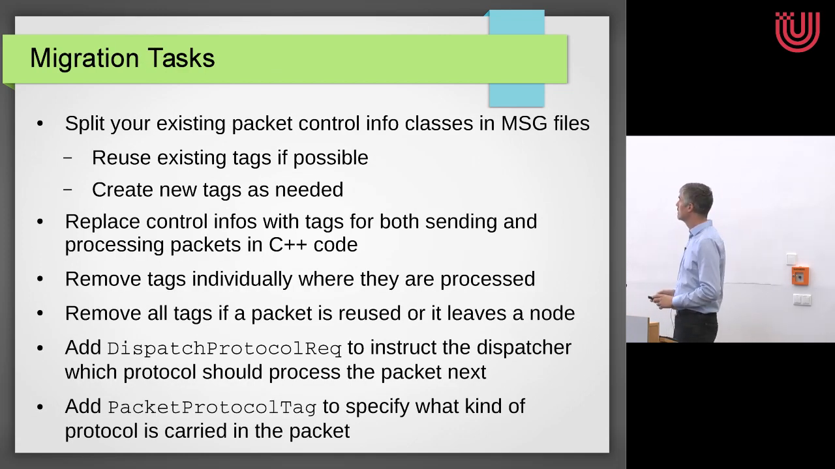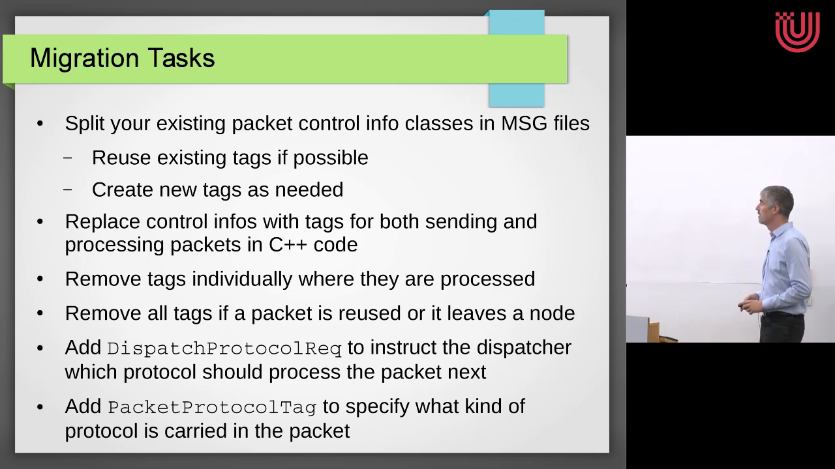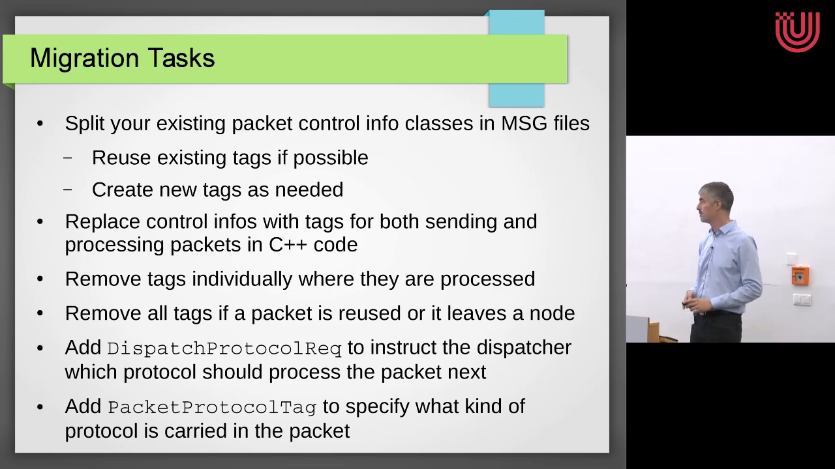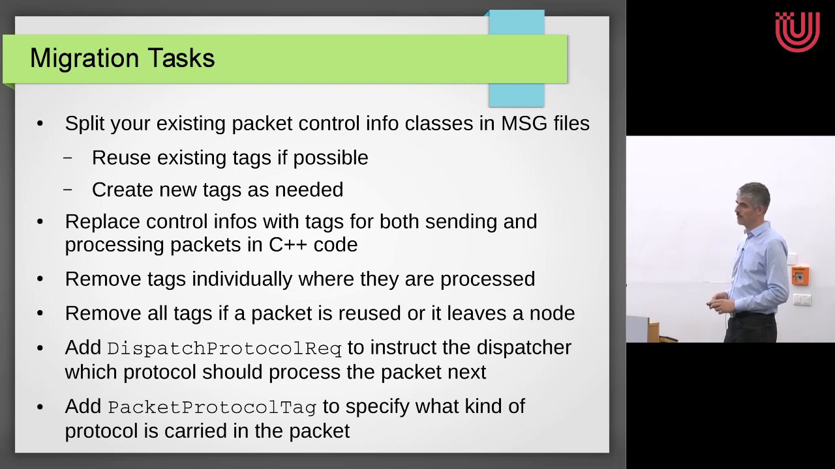So yeah, this is what you need to do in your class or in your protocols. If you have specific control infos created for your protocols, then you need to split those out into tags. And probably it's a good idea to reuse existing tags if possible. But if you want to create your new ones, then it's absolutely suggested. And of course, then you need to replace the code for the outgoing packets: instead of attaching control infos, you need to attach tags. And also in the processing part, you need to change the code.